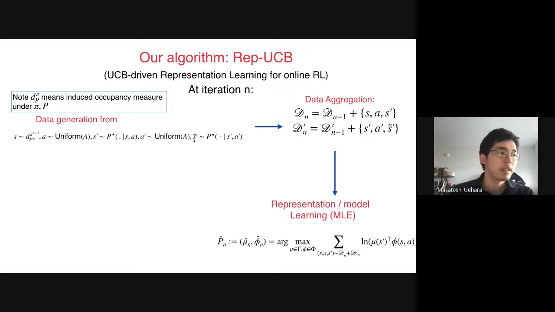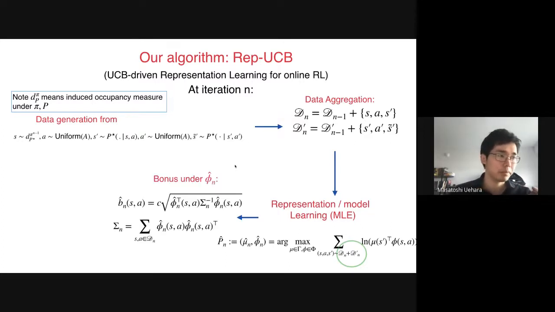Next, let's perform MLE. Here, you can see that we use two data sets, D_n and D_n prime, and we run MLE on these data sets. Then we get P hat n, which is a model estimator, and phi hat n, which is a learned feature.